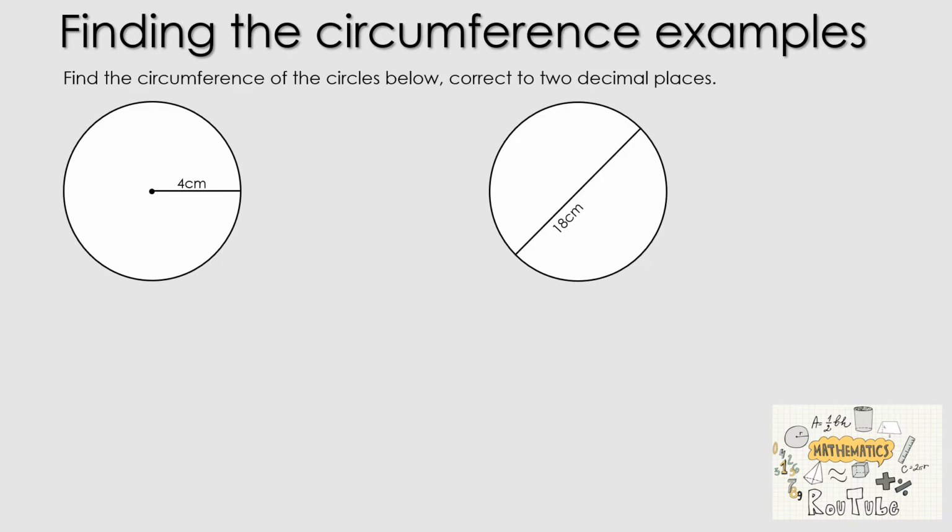All right, let's have a go at a couple of examples of finding the circumference. Find the circumference of the circles below, correct to 2 decimal places. So once we get to the end, let's round to 2 decimal places. Looking at the circle on the left, it's really important that you identify first of all that you are given the radius. It's from the center point, where the bullseye would be, all the way to the outside. So 4 centimeters is the radius of this circle. We can write radius equals 4 centimeters.